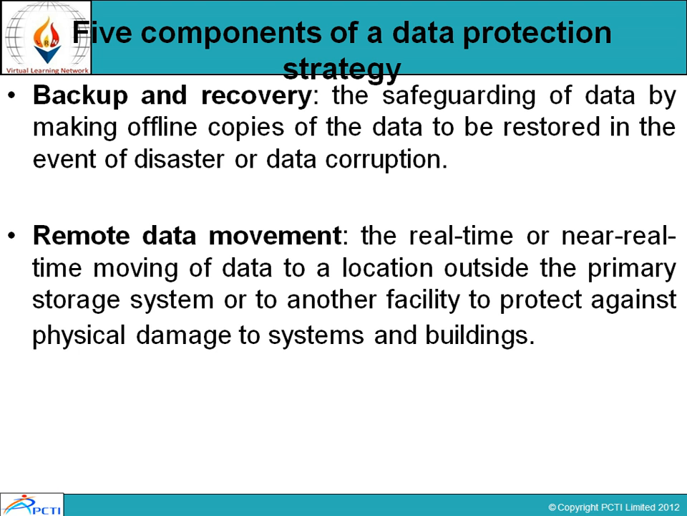So there are 5 components of a data protection strategy basically. The first one we discuss is backup and recovery. Backup and recovery is safeguarding data by making offline copies of the data to be restored in the event of disaster and data corruption. Backup means you copy your data somewhere else for some time, and later, if corruption happens, you can use it. That is one of the points of recovery as well.